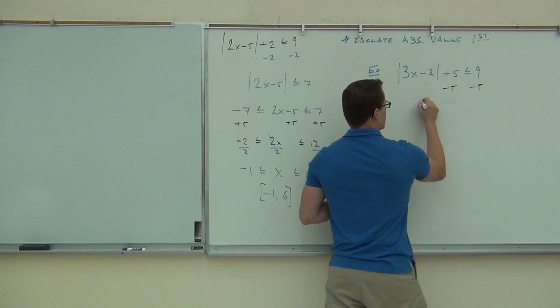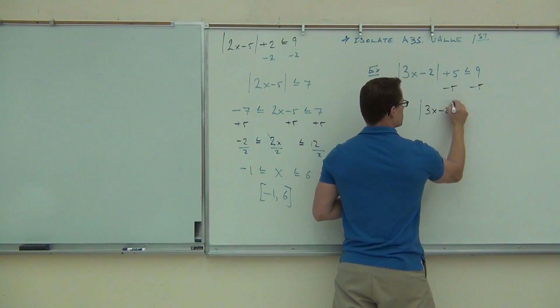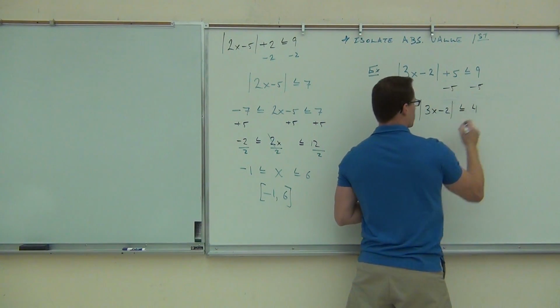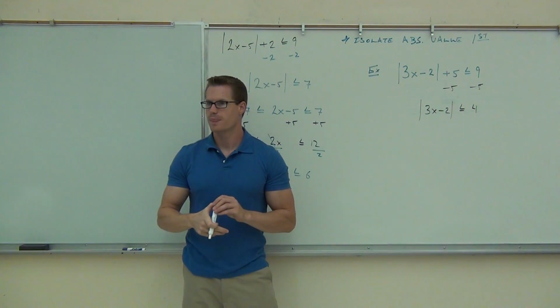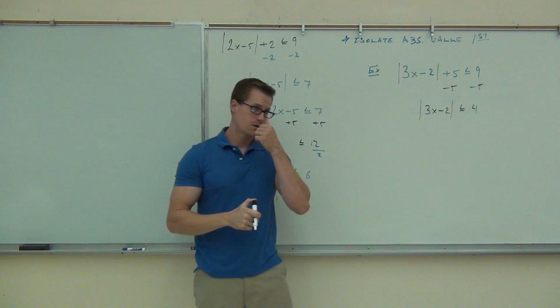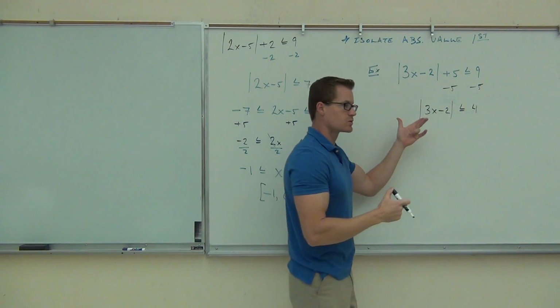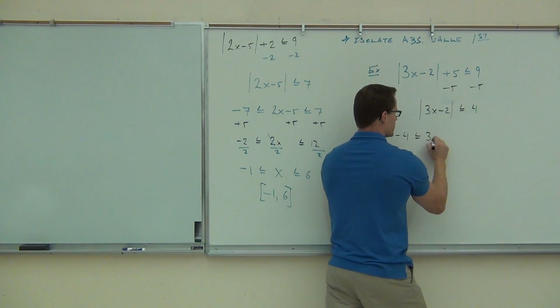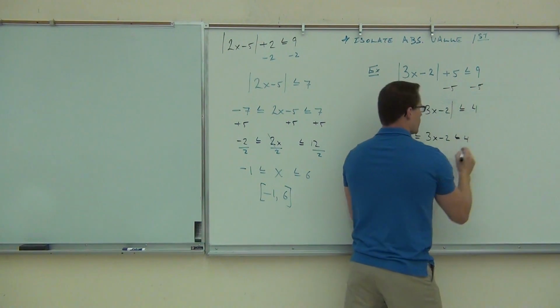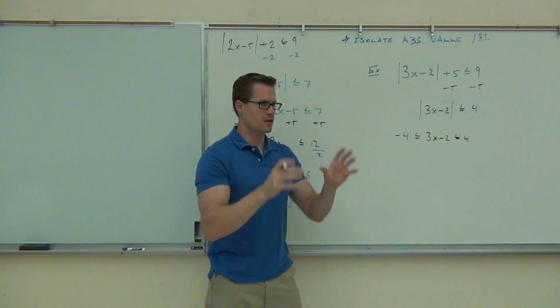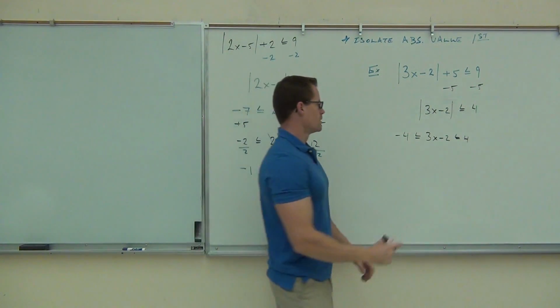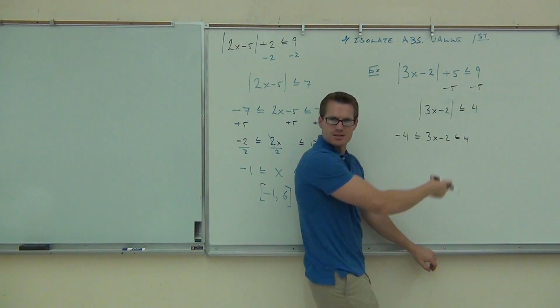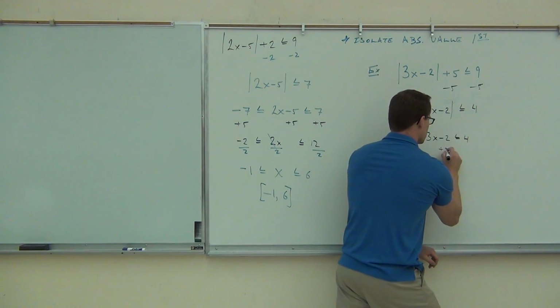So minus 5, we're going to get the absolute value of 3x minus 2 less than or equal to 4. Cool. Y'all made it that far, right? Does the shortcut work? Yep. It's less than or equal to. That means we're going to take negative 4 less than or equal to 3x minus 2 less than or equal to 4. That's a nice shortcut that lets you solve it in just one step. After this, we're kind of home free, right? This is the easy part. We're going to add 2.